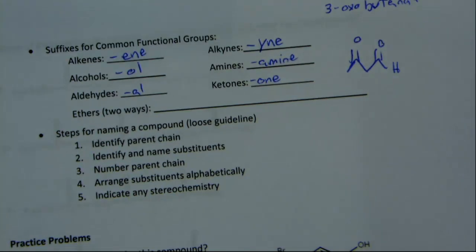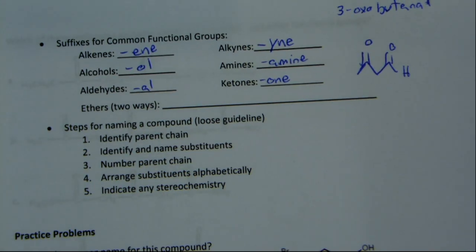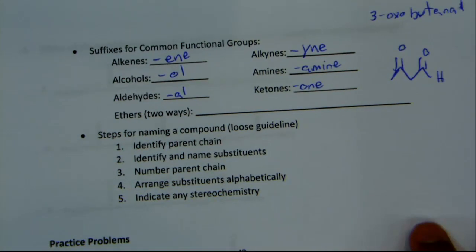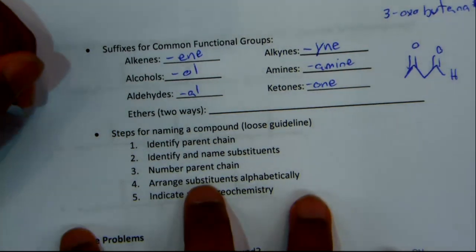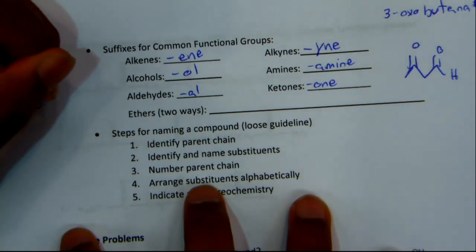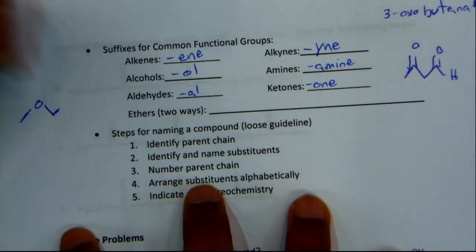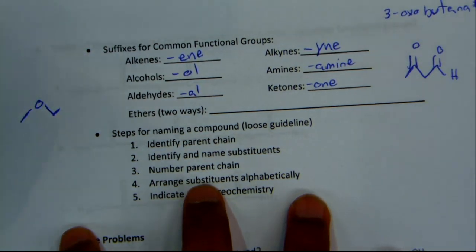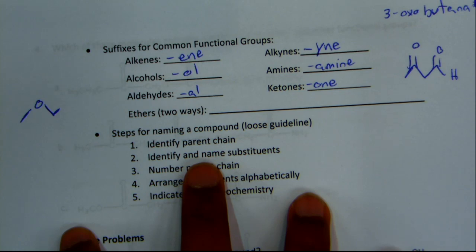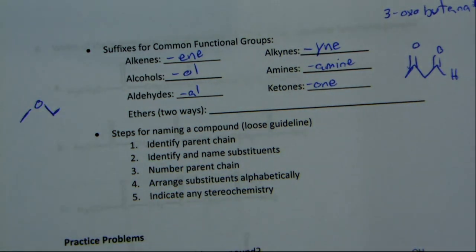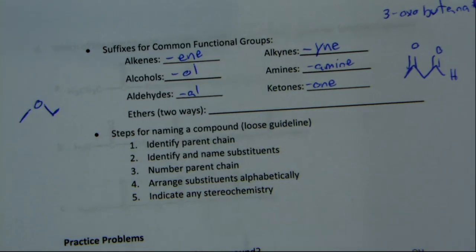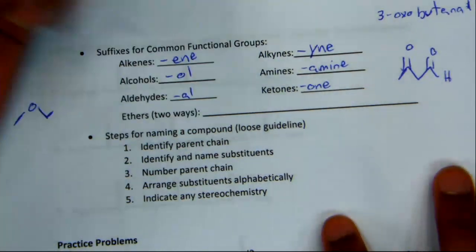Okay, so ethers are a little weird. They have two ways of naming. Let's do an example: methyl ethyl ether. One way of naming it is alkane, alkane, ether. In this case, how would we order methyl, ethyl? Which one would go first? Good, guys. So yes, you go by alphabetical order.